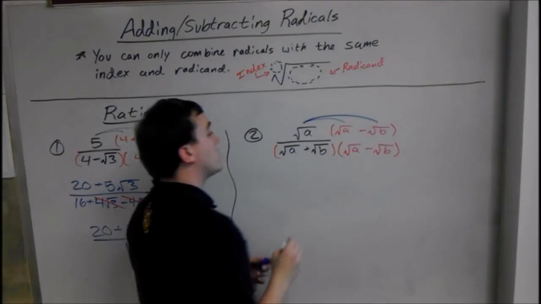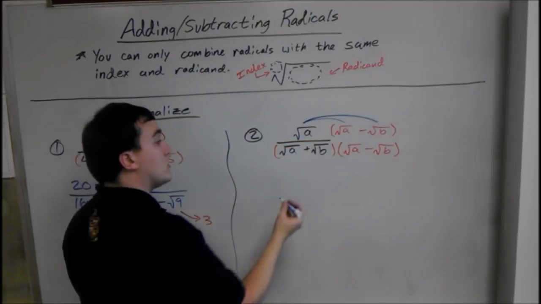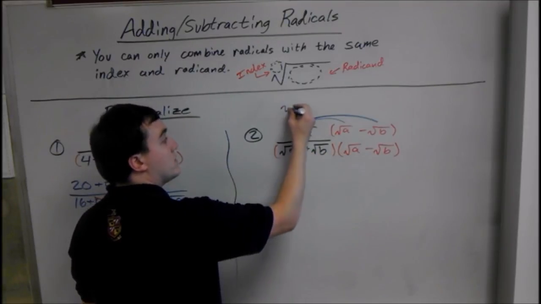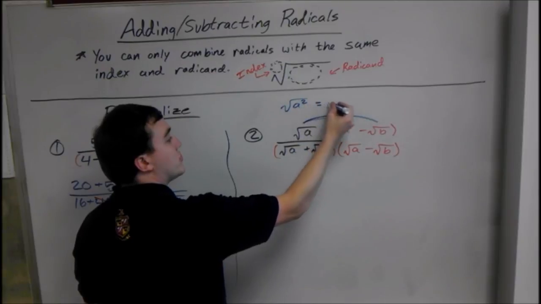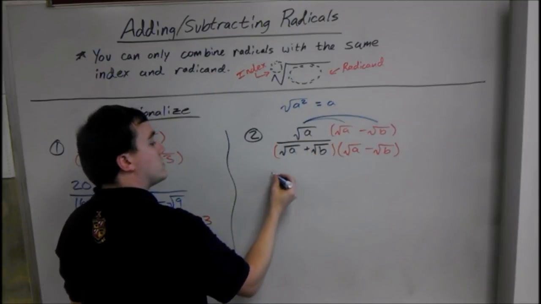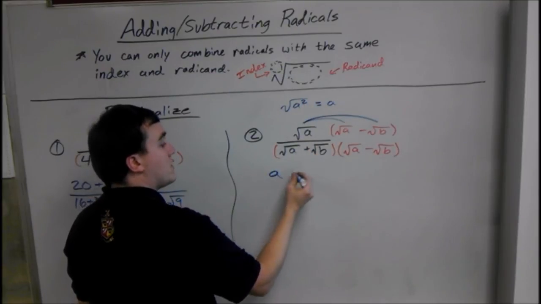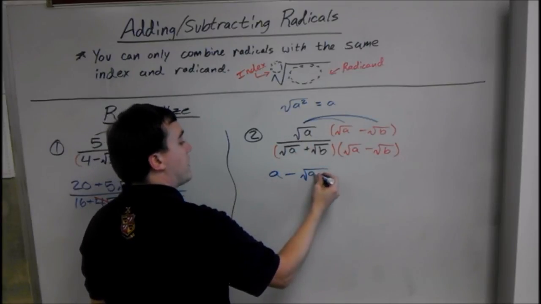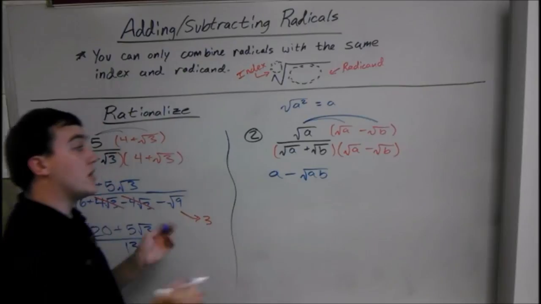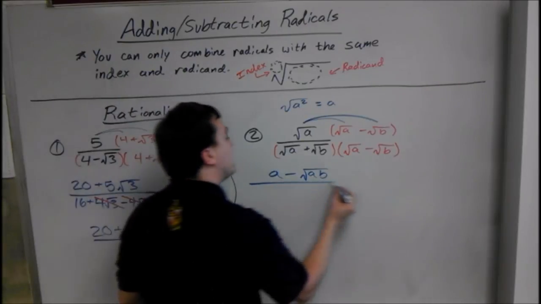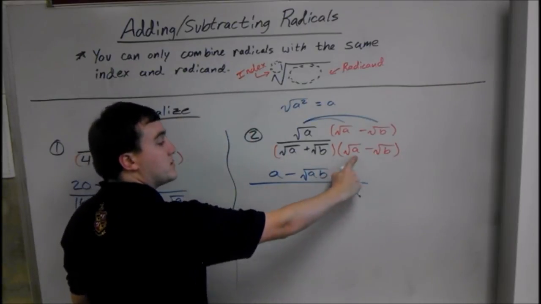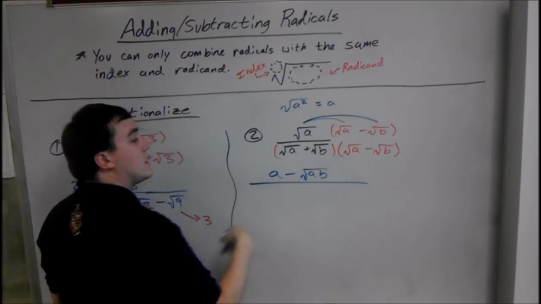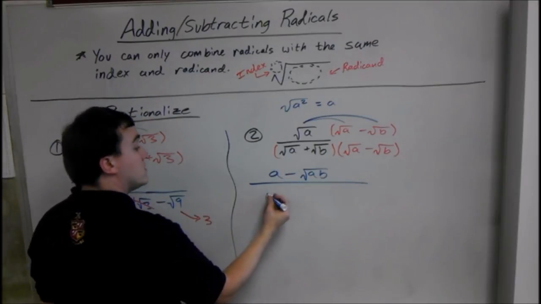Distribute. We have square root of a times square root of a. Well, that's the square root of a squared, which is just a. So that's the top, minus square root of a times square root of b, square root of ab. Can't do much more with that. You're done. Over square root of a times itself. Whenever you multiply a root times itself, you get whatever the inside is. So we're going to have a.